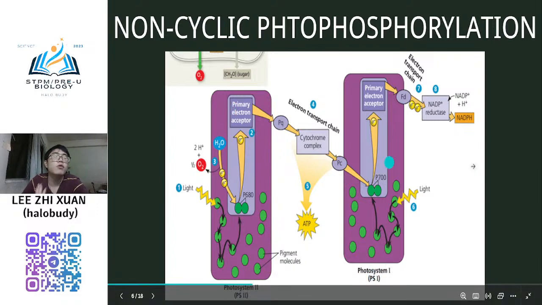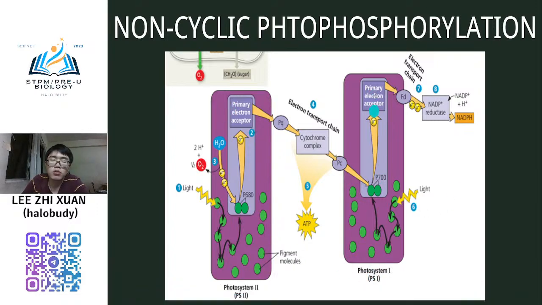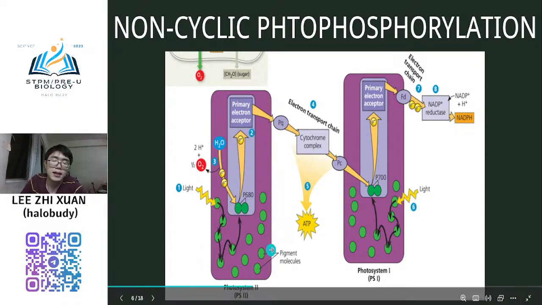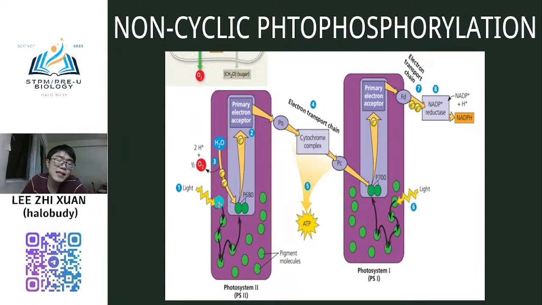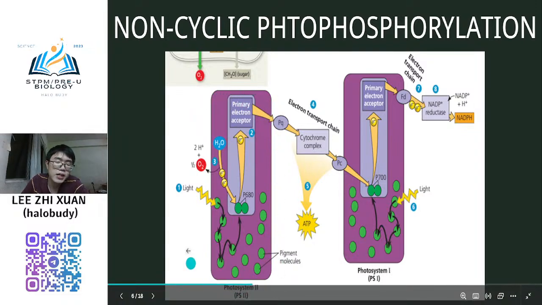PS2 is not involved. So meaning that when the electron goes toward the primary electron acceptor, it will go to the ETC and then back to PS1 again. It will not go to PS2, and this electron will also not go toward producing NADPH for cyclic. So this is the non-cyclic. If you see this diagram, non-cyclic actually starts at PS2.